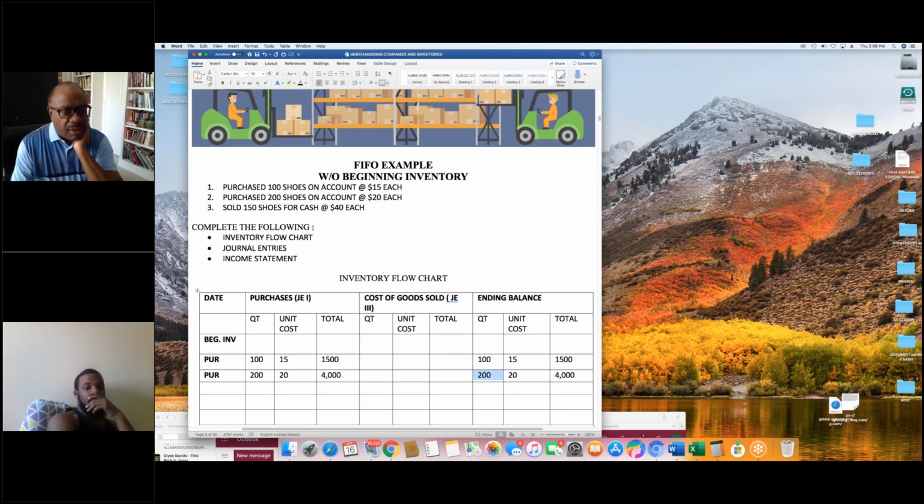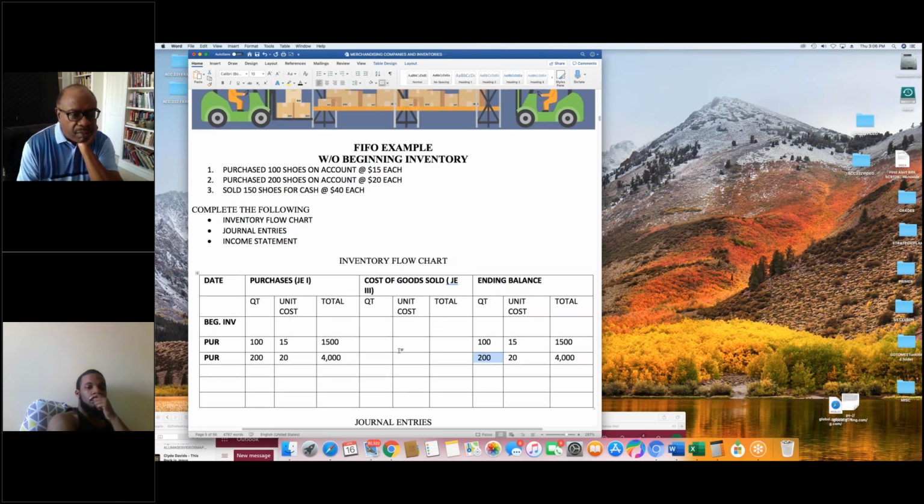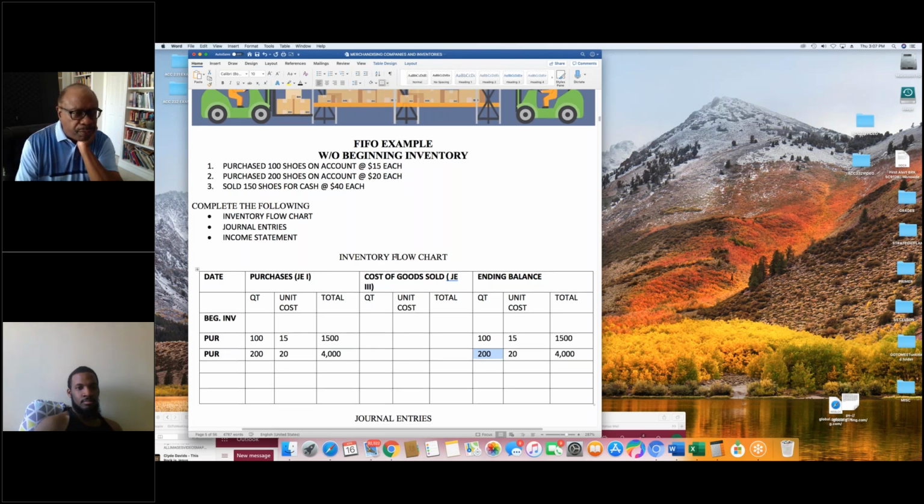Now, something for you to keep in mind, only the cost number is going to be in this chart. We're never going to have the selling price in this chart, only the cost. And I'm going to say it a second time because some people are hard-headed. Only the cost goes in the chart, not the selling price. And for the third time, only the cost goes in the chart, not the selling price.